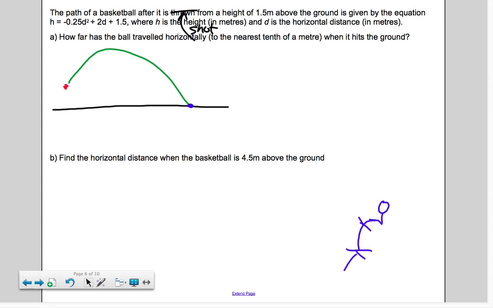So we're given the ground. What about we just associate the ground with our x-axis, right? Where about do we want to put our y-axis?